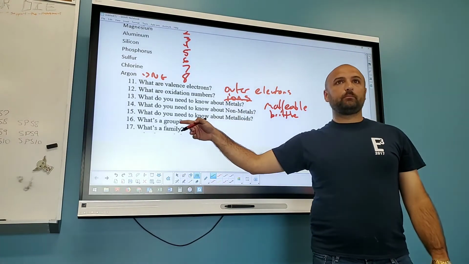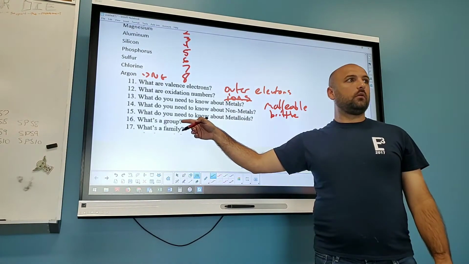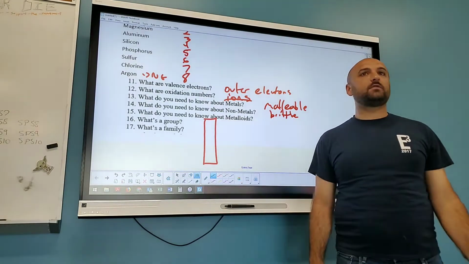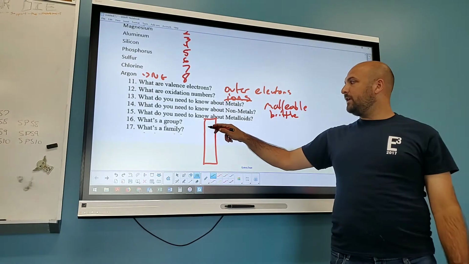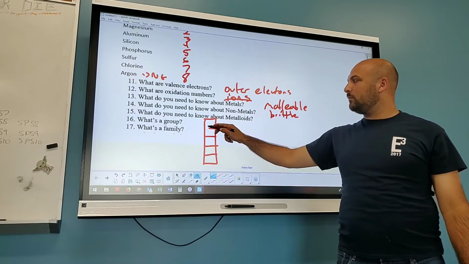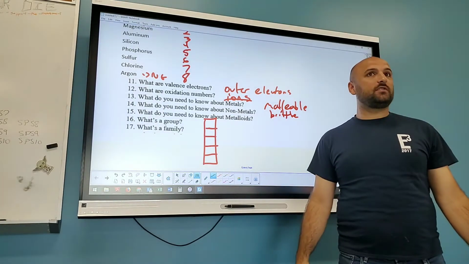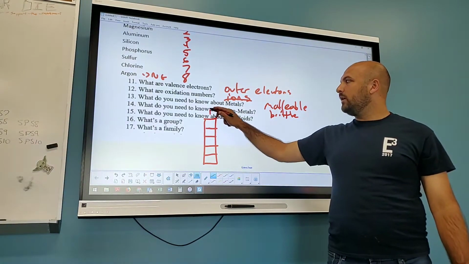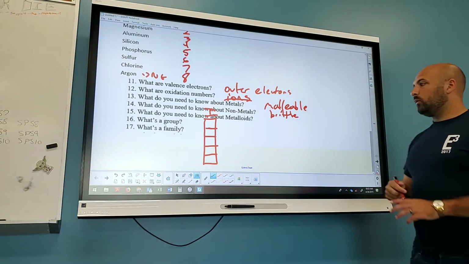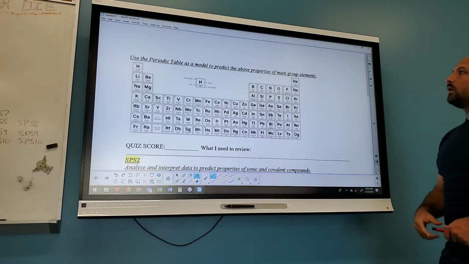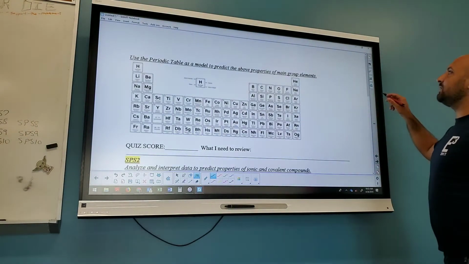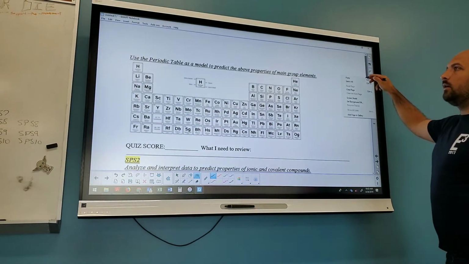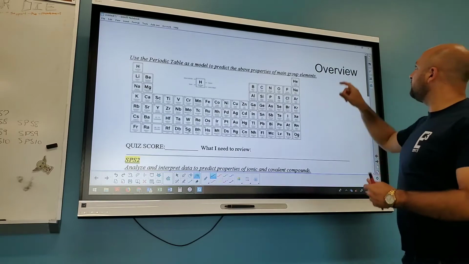What's a group? It's like a family, but it's a column of atoms in the periodic table. And then the family is essentially the same thing, except in the family, these column atoms share the same traits, usually because they have the same number of valence electrons, which we write the Roman numerals there for. Okay, so use the periodic table to predict the above properties for main group elements.